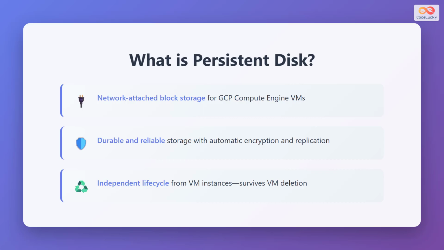Persistent Disk is a network-attached block storage service designed specifically for Google Cloud Platform's compute engine virtual machines. Unlike physical hard drives that are directly connected to a computer, persistent disks connect to your VMs over the network, which gives them unique advantages. They are durable and reliable, with automatic encryption and built-in replication to protect your data. One of the most important characteristics is that they have an independent lifecycle from VM instances. This means that even if you delete a virtual machine, the persistent disk and all its data remain intact and can be attached to another VM.